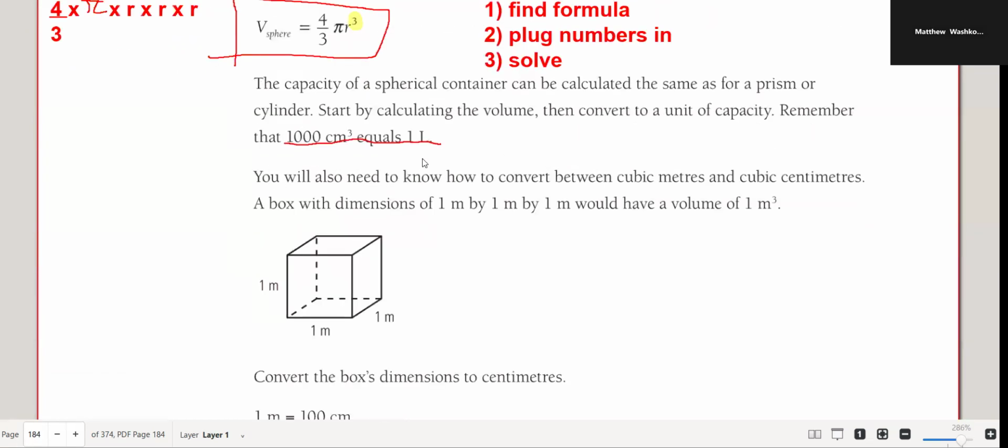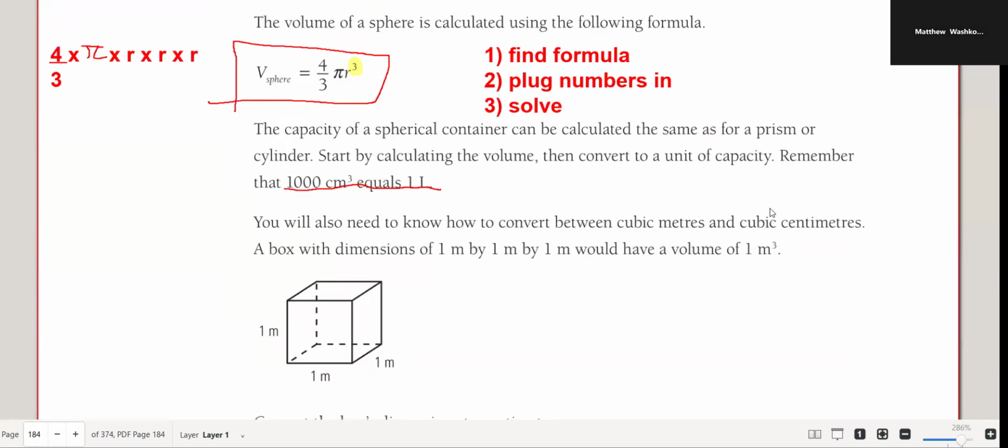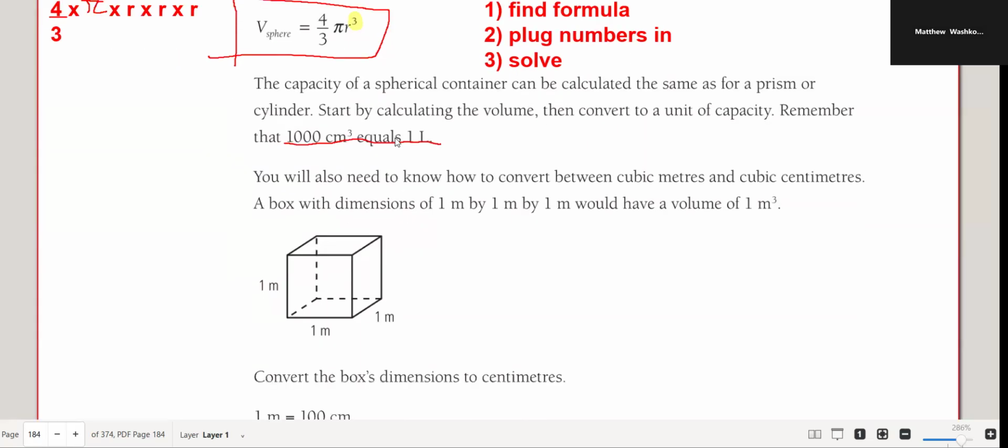Now, another thing that's going to come into play here is sometimes we need to convert things. Specifically, we know that 1,000 cubic centimeters is a liter, but how many cubic centimeters is a cubic meter, or vice versa? That's a little bit different. So instead, I want you to think about this box here. It's a meter by a meter by a meter. Now we know 1 meter is also 100 centimeters, so this box is 100 centimeters times 100 centimeters times 100 centimeters.